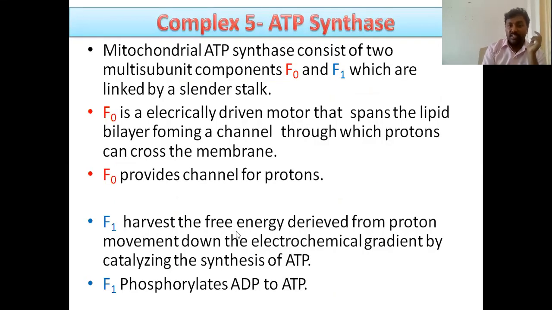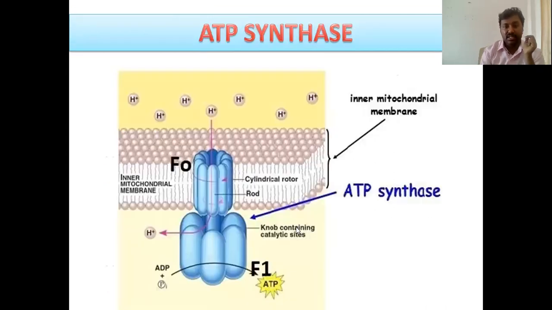F1 harvests the free energy derived from proton movement down the electrochemical gradient by catalyzing the synthesis of ATP. F1 phosphorylates ADP to ATP. So after this proton gradient comes, when these H plus ions come, the ADP binds with phosphate to form ATP. So this is the complex of ATP synthase structure.